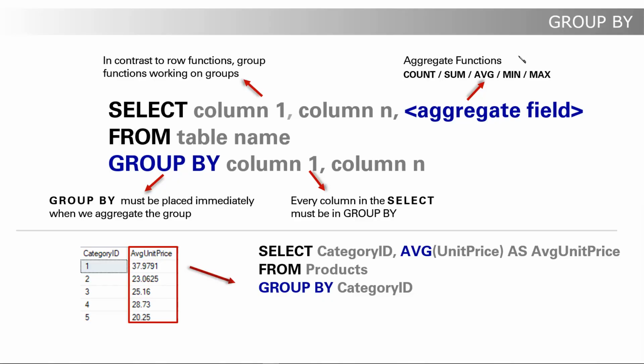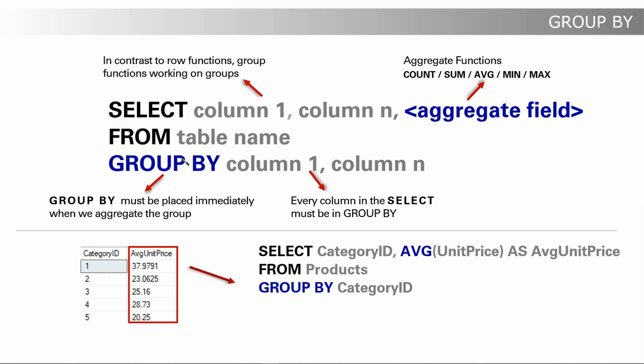In this lesson, we will learn about the group by. We use group by when we select column 1, column 2, and so on until column n. And after that, if we use an aggregate field, which is an aggregate function such as count, sum, average, min, or max, after the columns that we want from the table that we want, we put immediately the group by.